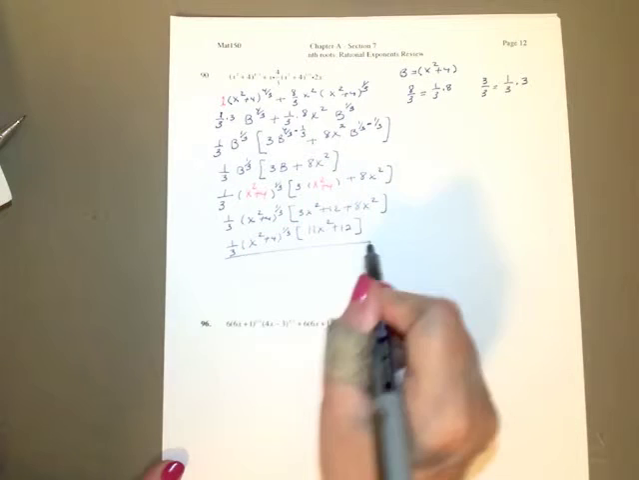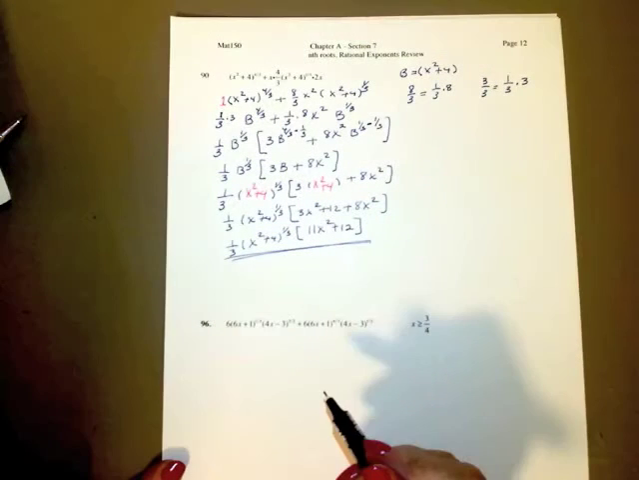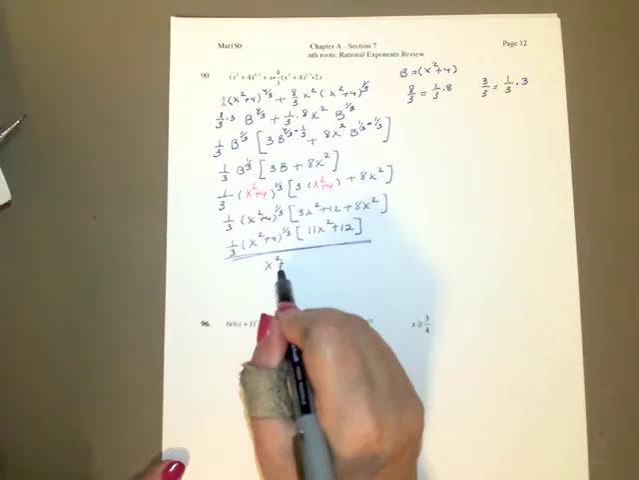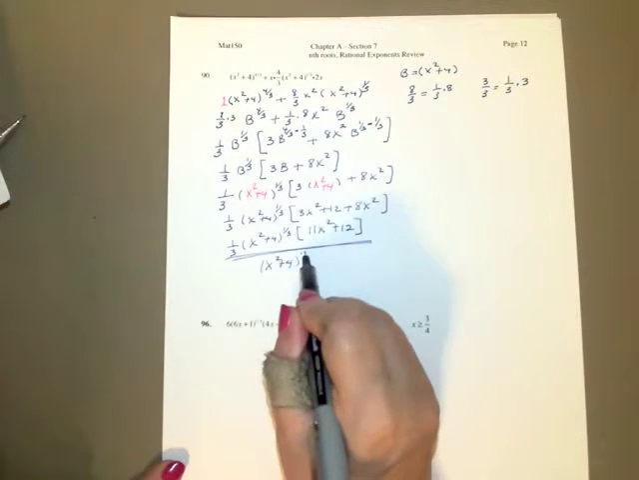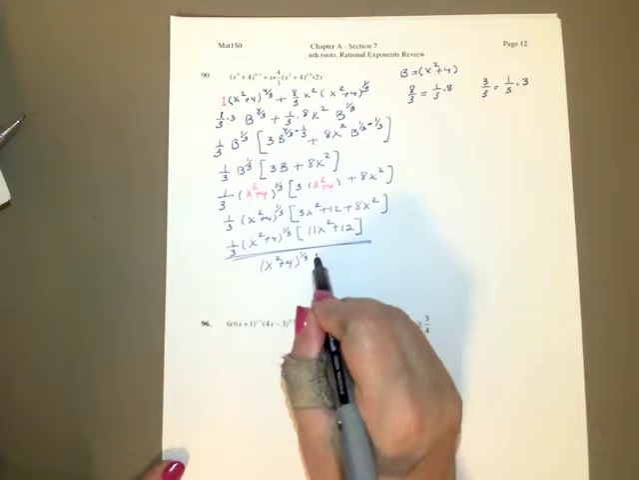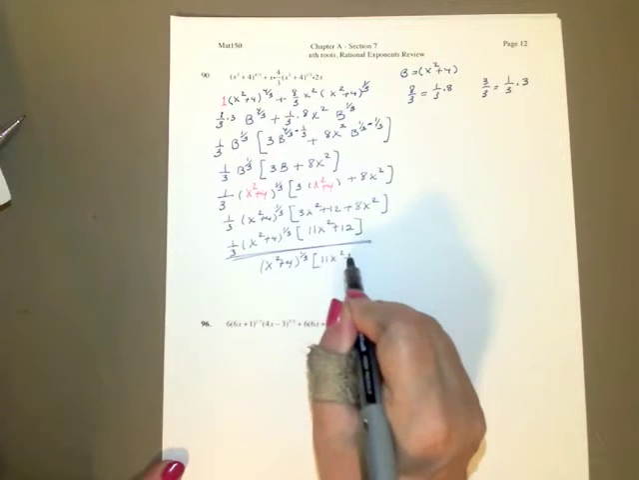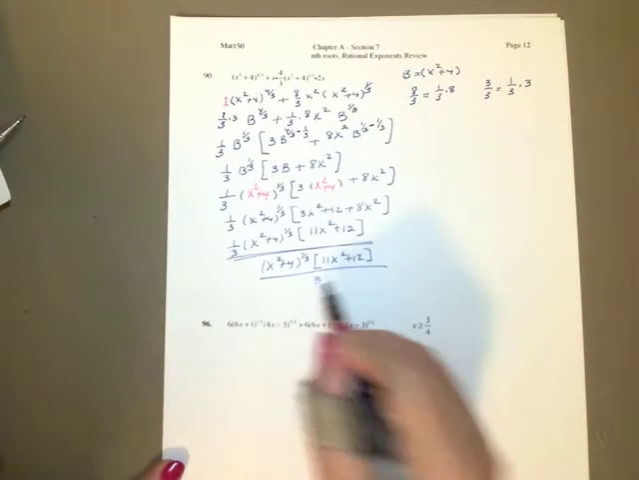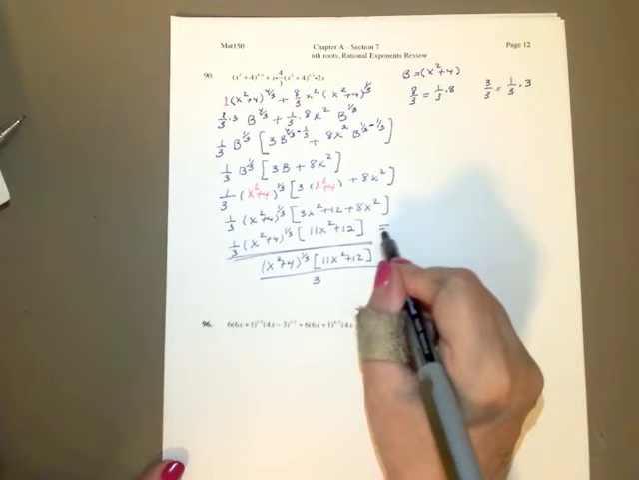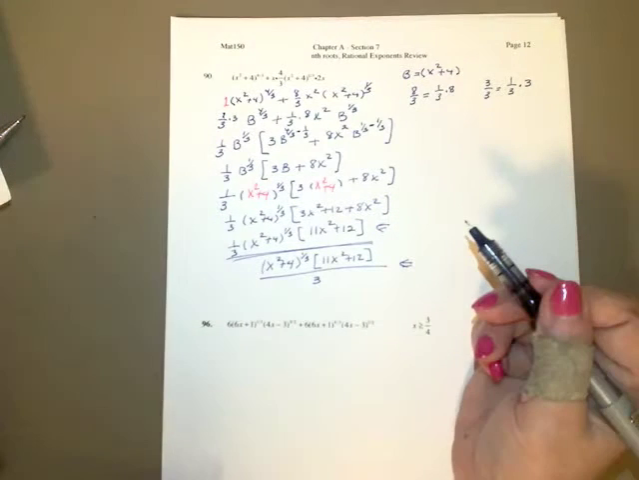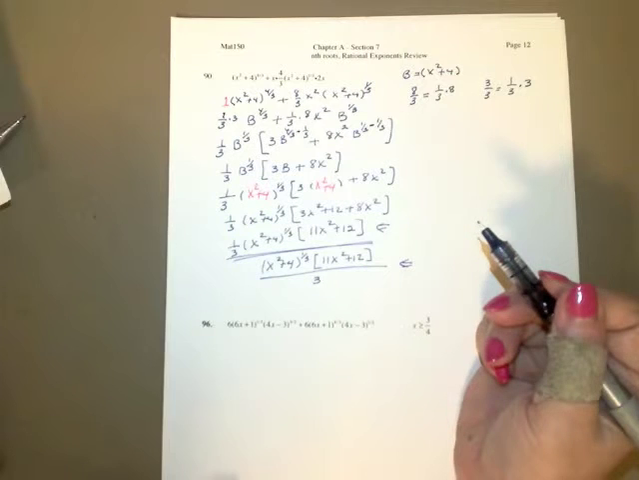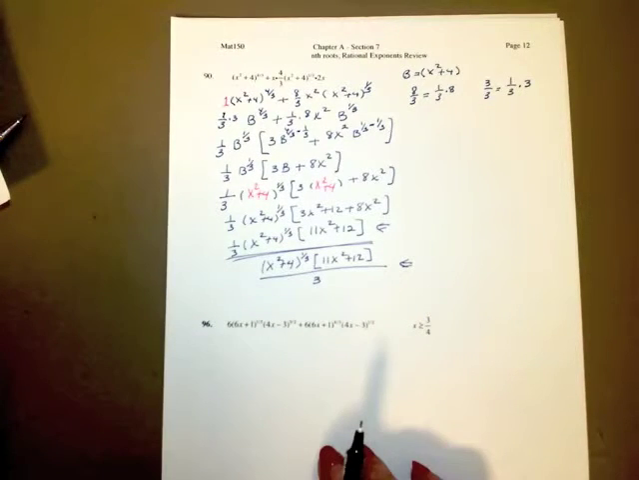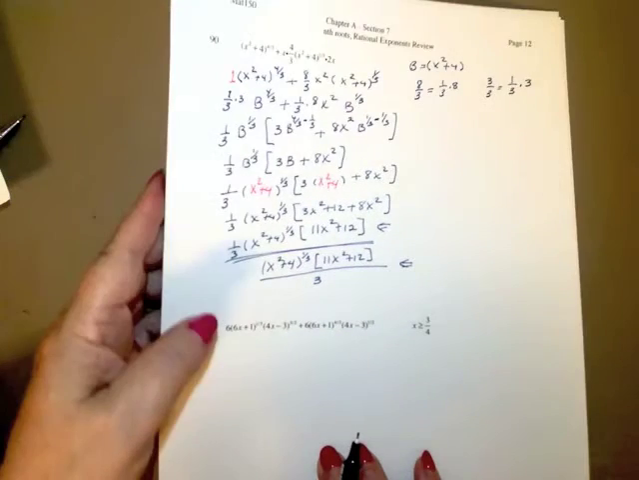Now that's a perfectly good answer, but your book might have it as x squared plus 4 to the 1/3 times 11x squared plus 12, and that's all going to be divided by 3, which is also a perfectly good answer. Personally, I would leave it the way it is on the first one. I'm kind of the person who will actually quit while they're still ahead, so before I can make a mistake.